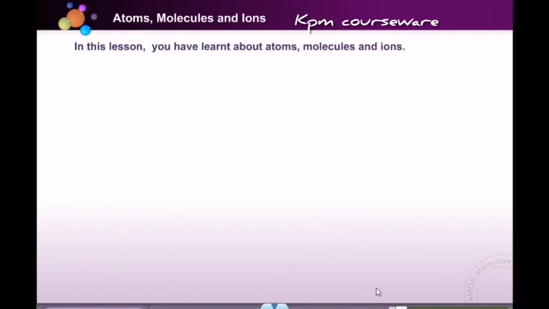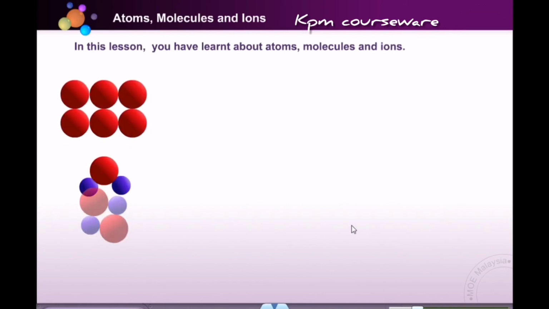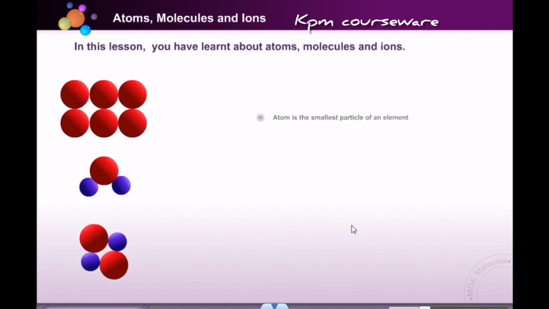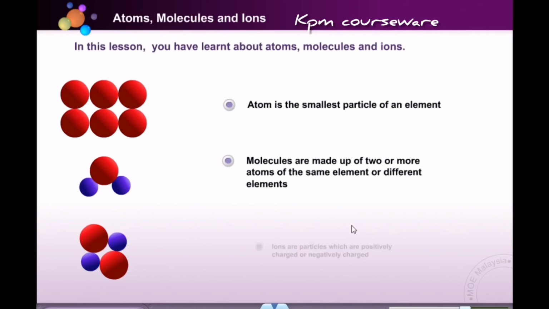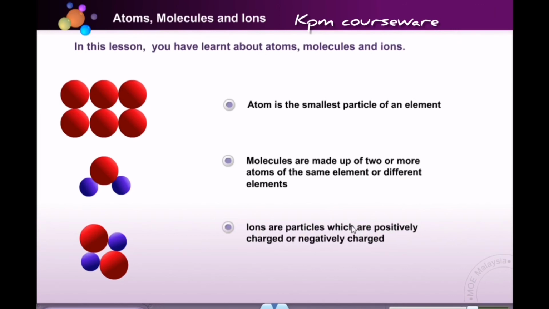In this lesson, you have learned about atoms, molecules, and ions. An atom is the smallest particle of an element. Molecules are made up of two or more atoms of the same element or different elements. Ions are particles which are positively charged or negatively charged.